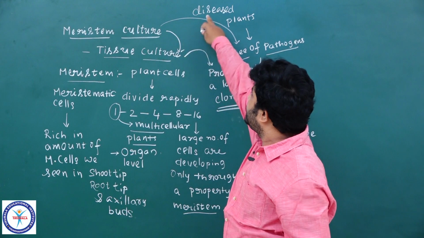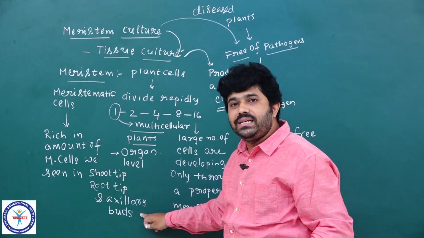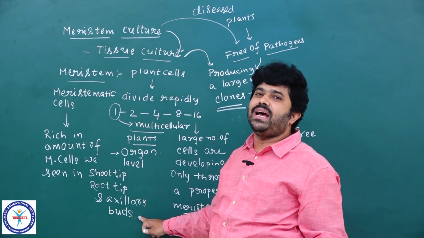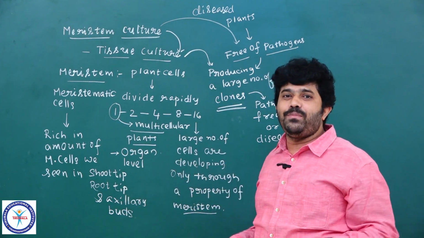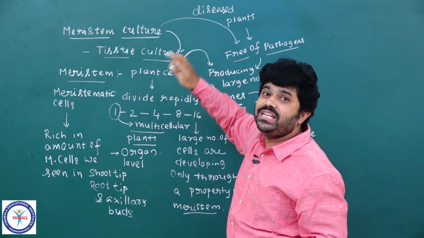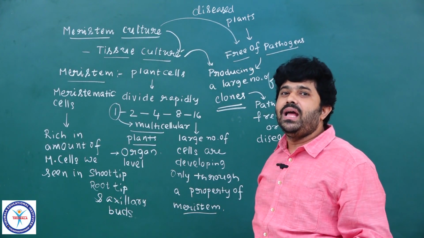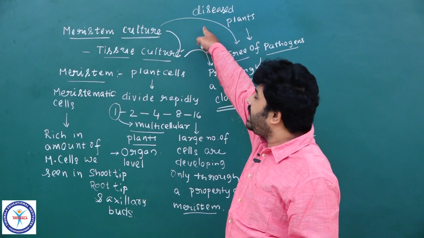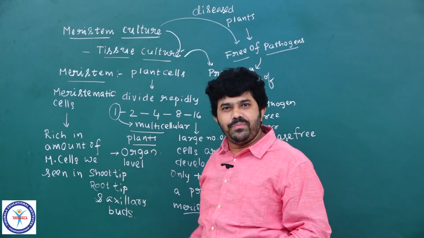The meristem is taken from different regions of the plant like shoot tip, root tip and axillary buds, which contain more meristematic cells that do not give the opportunity for the survival of viral pathogens. Though the entire diseased plant body is suffering from viral particles or disease causing organisms, the meristematic regions do not give the opportunity for the deposition, accumulation and survival of pathogens.